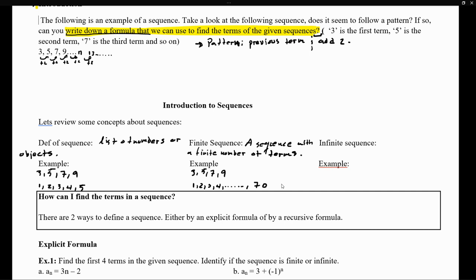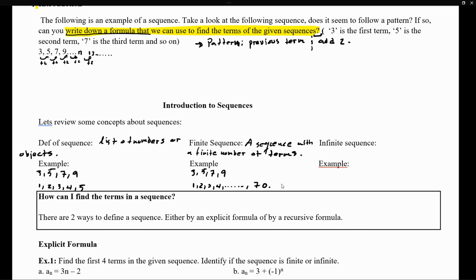Let's make it something big. 70. Now, notice that here I'm doing dot, dot, dot, dot. This is just saying that there's a lot of terms here, which I'm not going to list, but I'm going to give you the last one. So here, if we can see that the pattern is 1, then we can say that this sequence right here has 70 terms. So it is a finite number of terms. You can actually count them and give a numerical value to how many terms there are in a sequence.